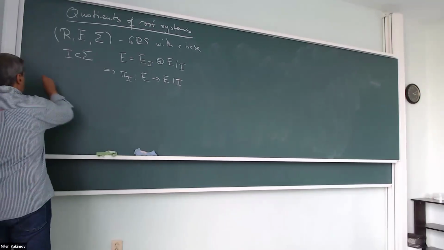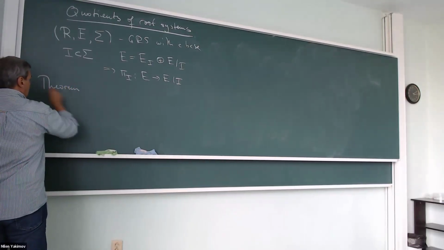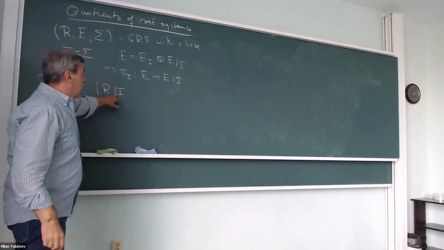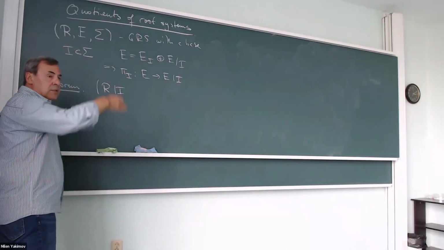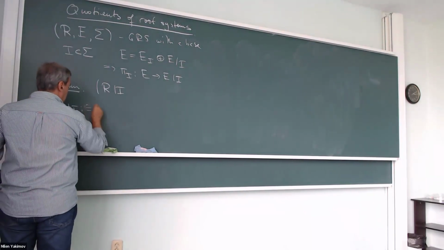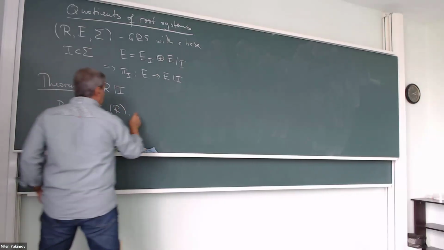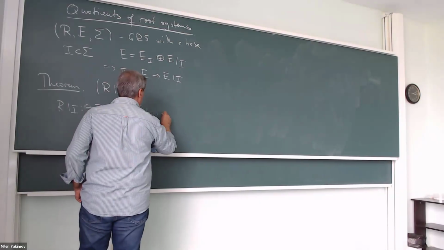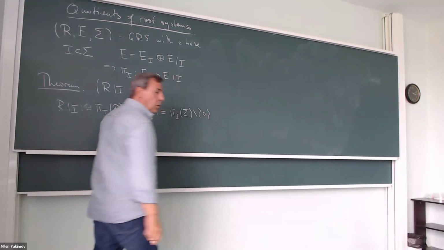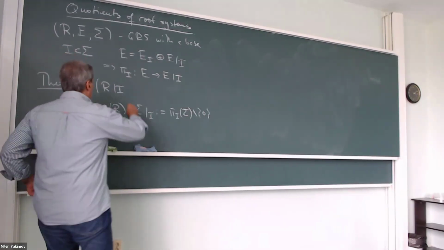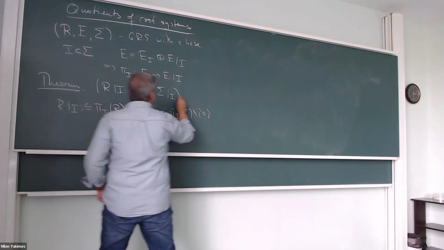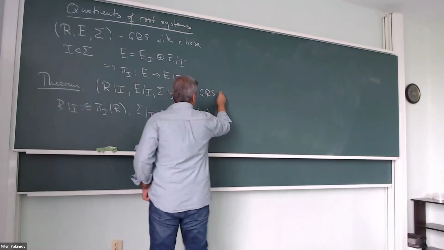And the theorem was that R mod I, whenever I write R mod I, this is just the projection. So R mod I is pi_I of R, sigma mod I is pi_I of sigma except for 0, and so on. And the theorem is that R mod I in E mod I, with sigma mod I, is a generalized root system with the base.